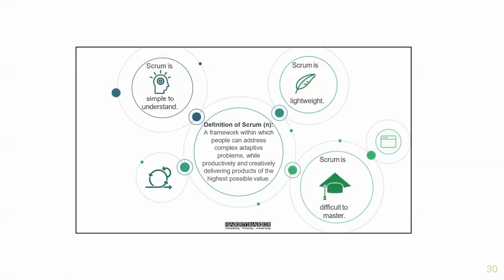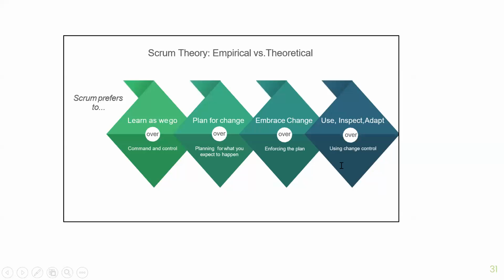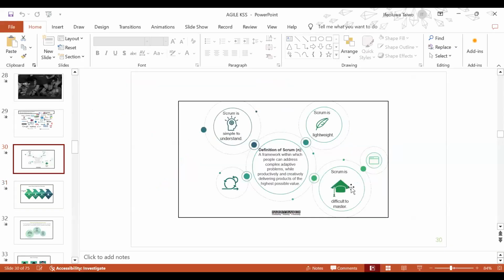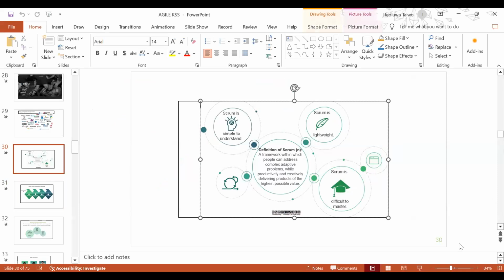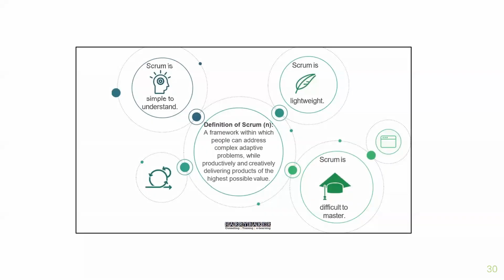So what is Scrum, right? Scrum is simple to understand. It's lightweight, just like I said earlier. It's a framework within which people can address complex, adaptive problems while productively and creatively delivering products of the highest possible value. It's meant to be not difficult to master. I'll change that later. So I mean, it's pretty easy to master, and once you understand it, you'll basically be flying, and then you become better at it, right?